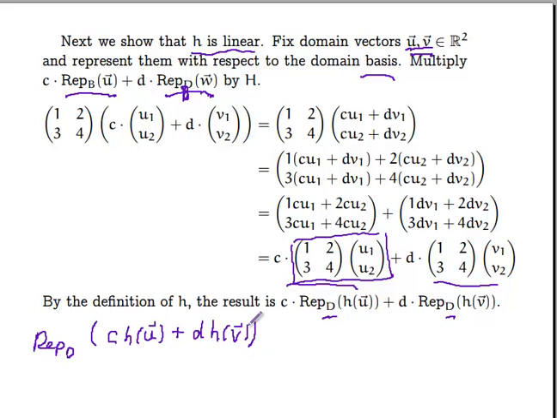Okay. Now what does that tell us? Here we started out with Cu plus, I'm sorry, that's H of W, shouldn't be V. Actually, this should be a V here. There's a mistake here. We started out with Cu plus dV. Okay. And we went through and we computed H of Cu plus dV, and we arrived at this.